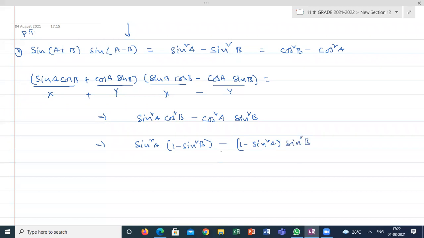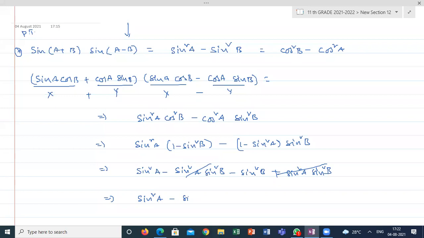What you will get here? Sin square a into cos square b, okay, minus sin square a sin square b, minus 1 into sin square b, minus of minus is plus sin square a sin square b. So this whole thing is cancelled. Finally, I am getting sin square a minus sin square b.